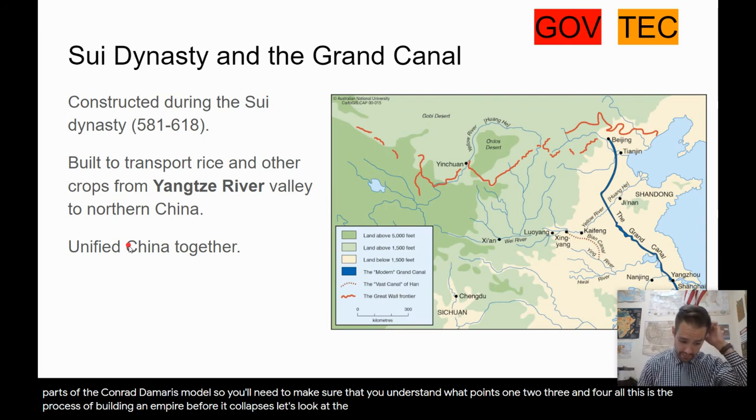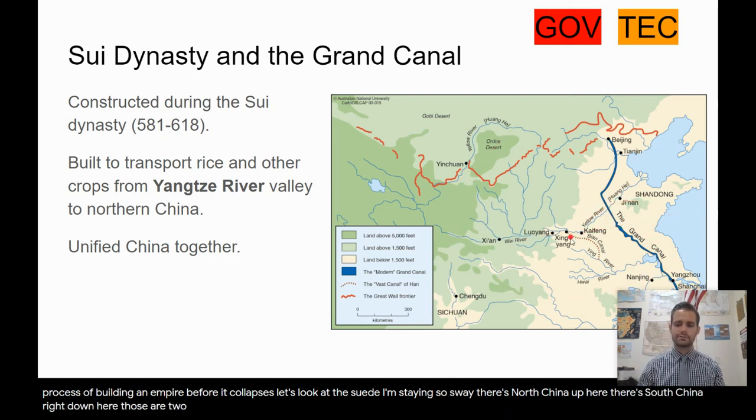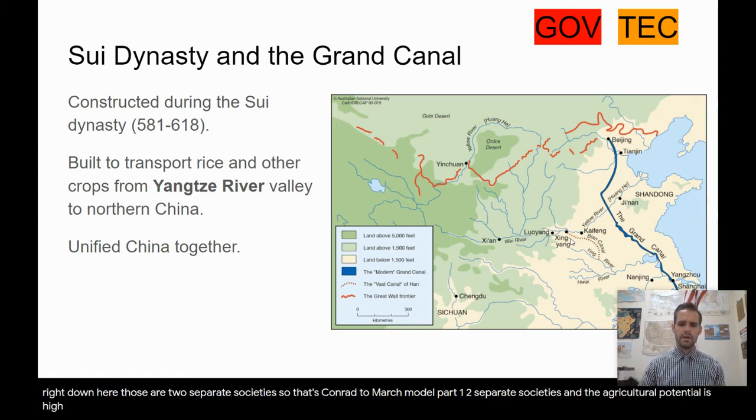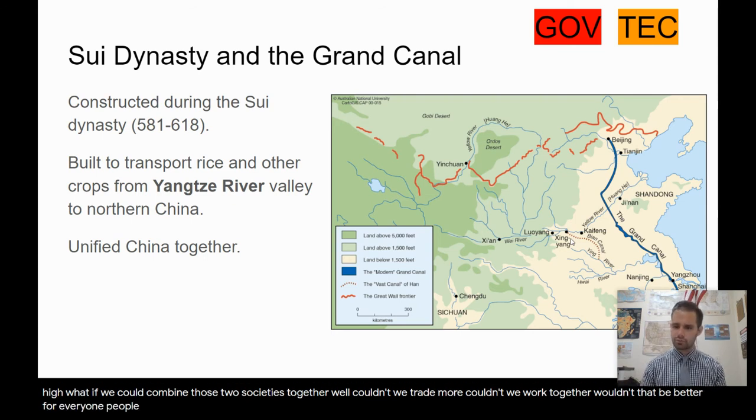Let's look at the Sui Dynasty. So Sui, there's North China up here. There's South China right down here. Those are two separate societies. So that's Conrad Demarest model part one: two separate societies, and the agricultural potential is high. What if we could combine those two societies together? Well, couldn't we trade more? Couldn't we work together? Wouldn't that be better for everyone? People start to agree with that.